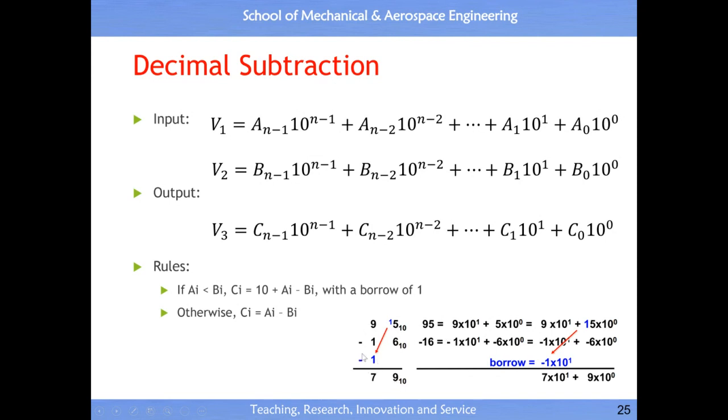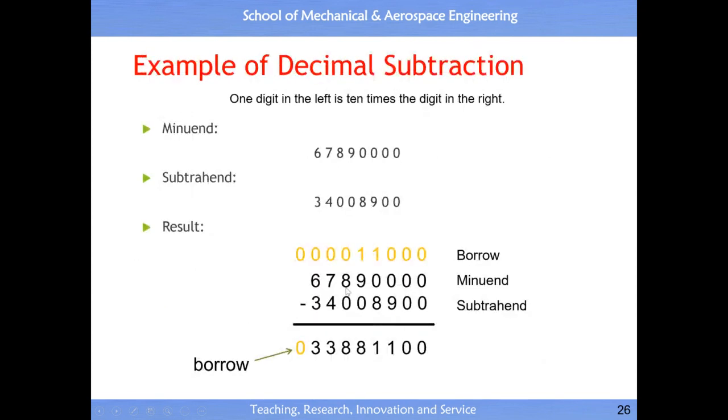Since we have to borrow 1 from the left-hand side, then you have negative 1. So 9 minus 1 minus 1 equal to 7. So the result is 7, 9. All right, okay?